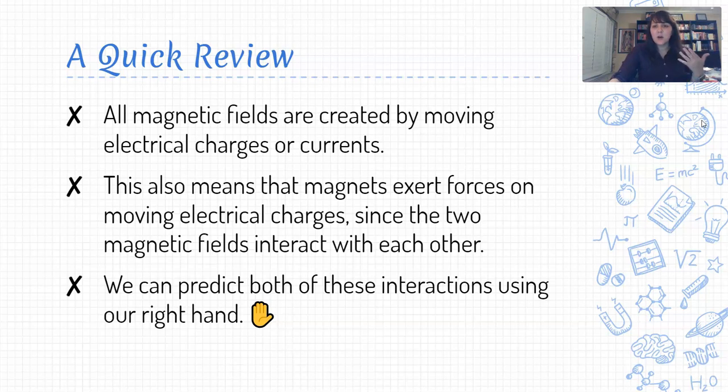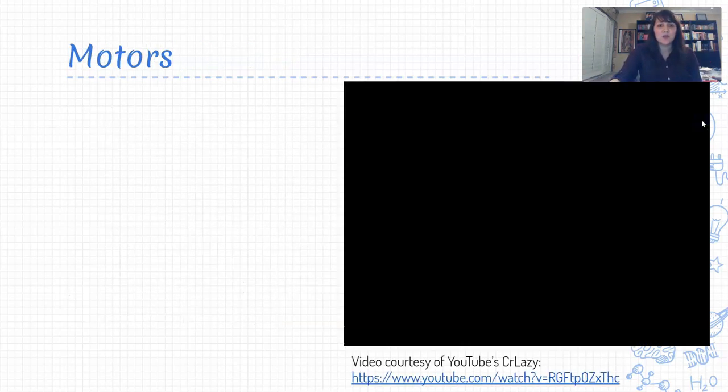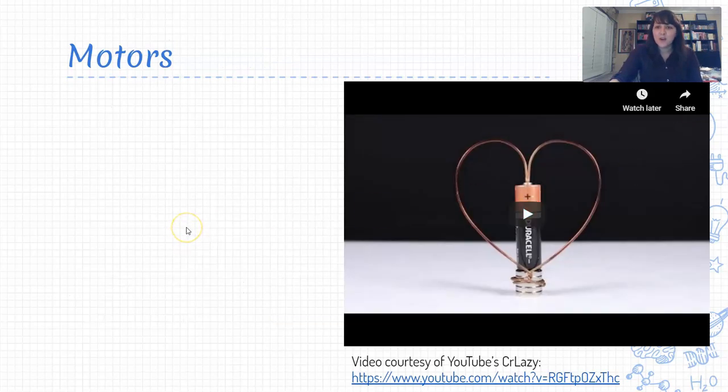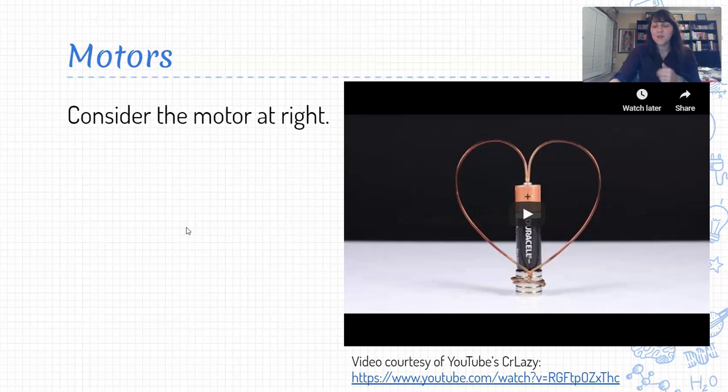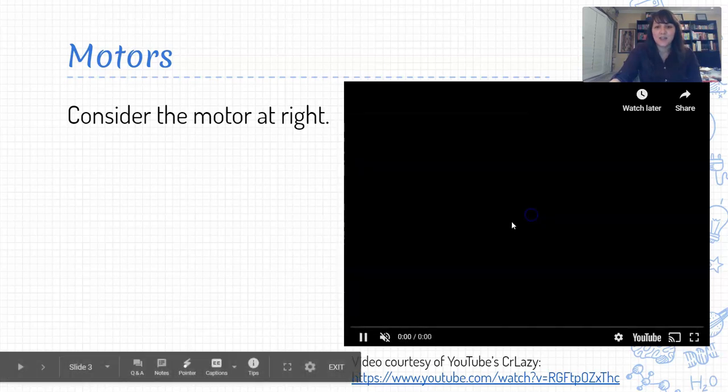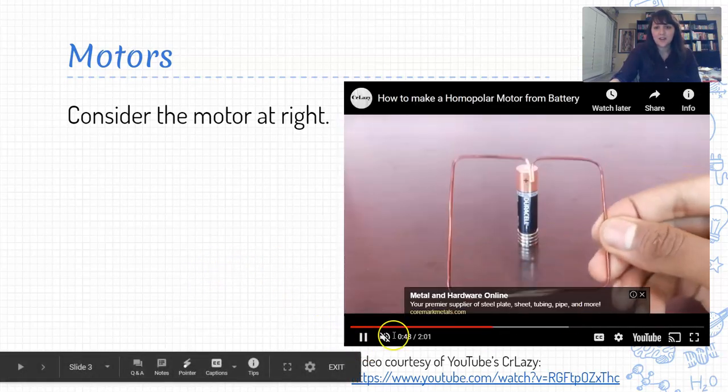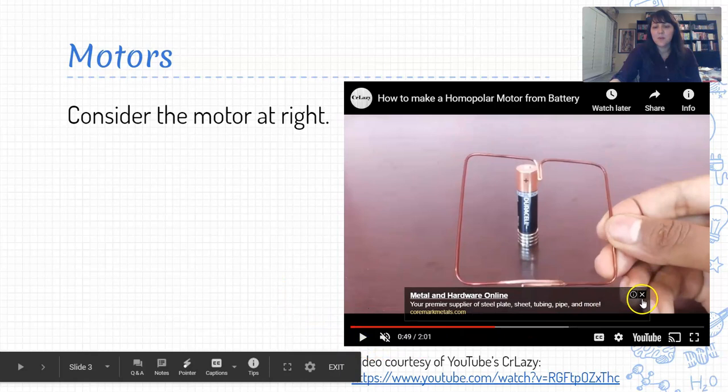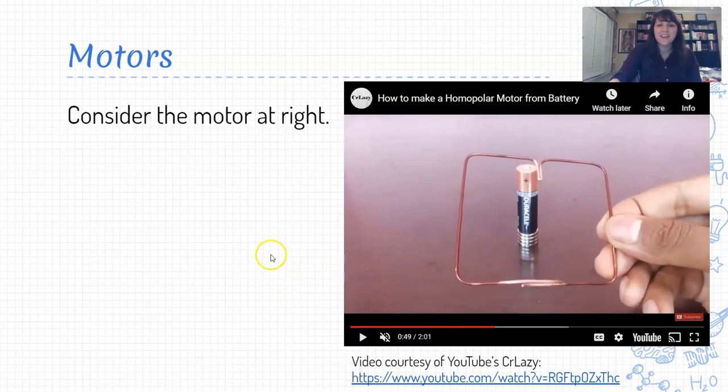Now, just to give you a chance to see some of these ideas in action, I would like to show you a motor. And motors take lots and lots of different forms, but we're going to focus on a nice, simple little motor that you could actually make at home if you had the materials and the desire to do so. Let's go ahead and see what happens here. All right. We're going to pause that for a moment. We're going to get rid of this ad because I hate it.